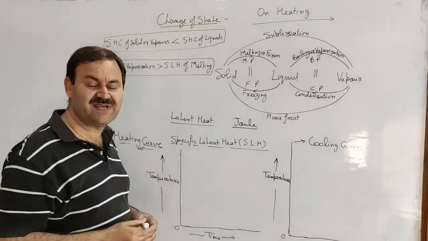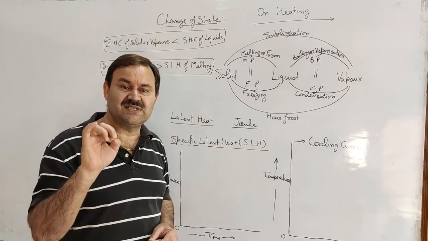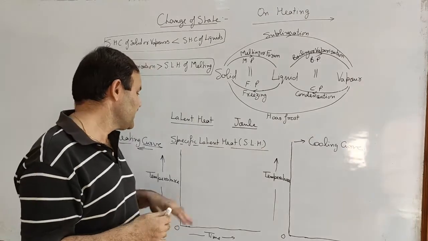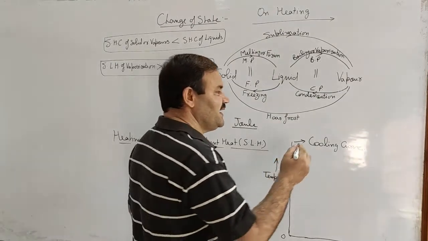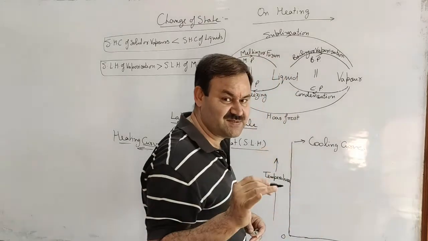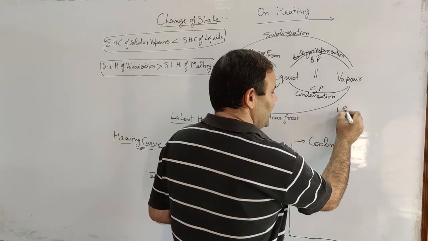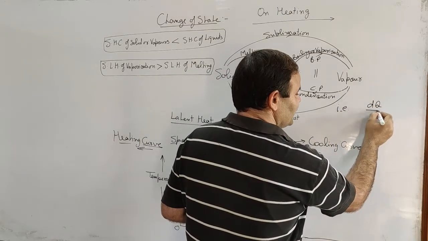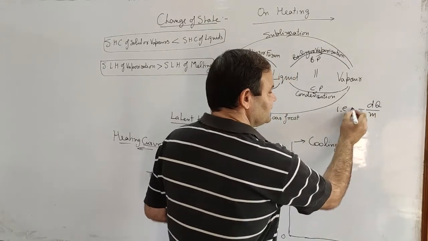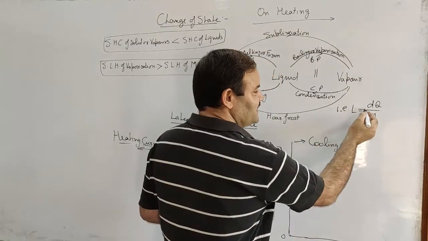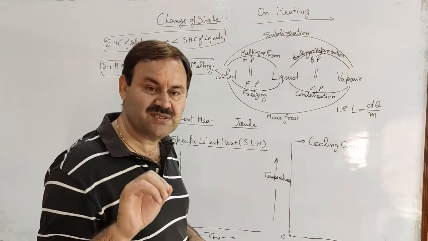Next thing is specific latent heat. What is specific here? Here mass is specific. The mass is unit. It means specific latent heat is defined as the amount of heat required by unit mass of a substance to change its state at constant temperature. That is, the amount of heat required per unit mass is specific latent heat. It is represented by L. So L is equal to the amount of heat required per unit mass to change its state at constant temperature.